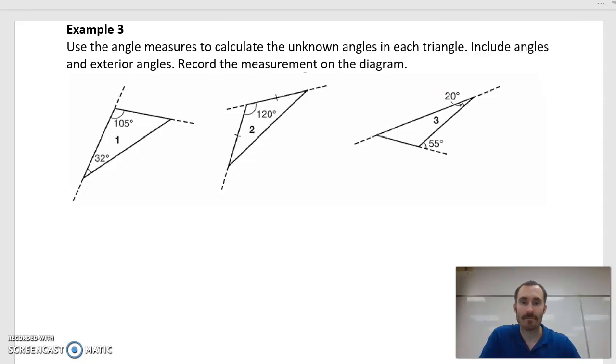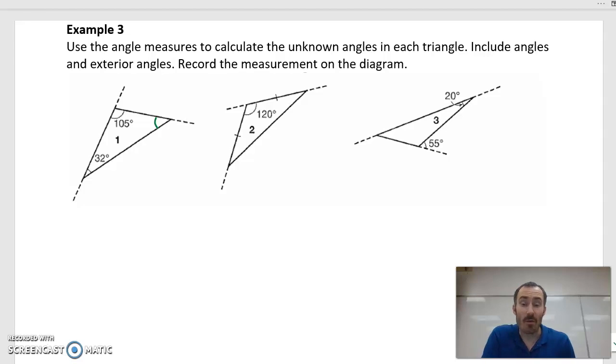Bonus! Last example here, use the given angle measures to calculate the unknown angles in each triangle. We're supposed to include interior angles and exterior angles. Record the measurement on the diagram. Okay, so let's start with interior angles. 32, 105, what's this missing one?